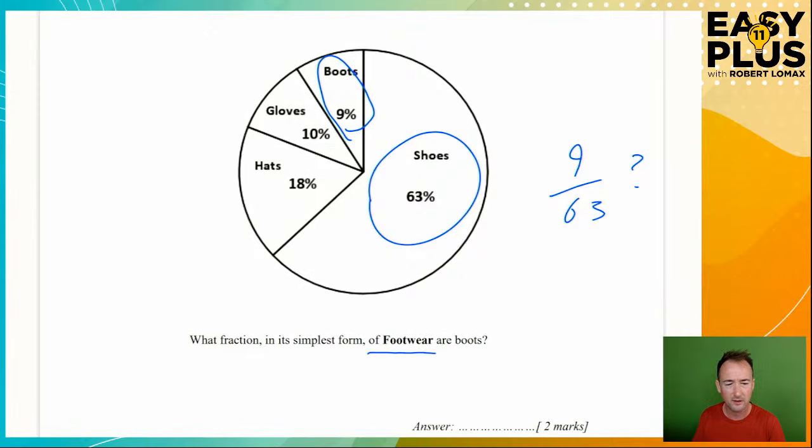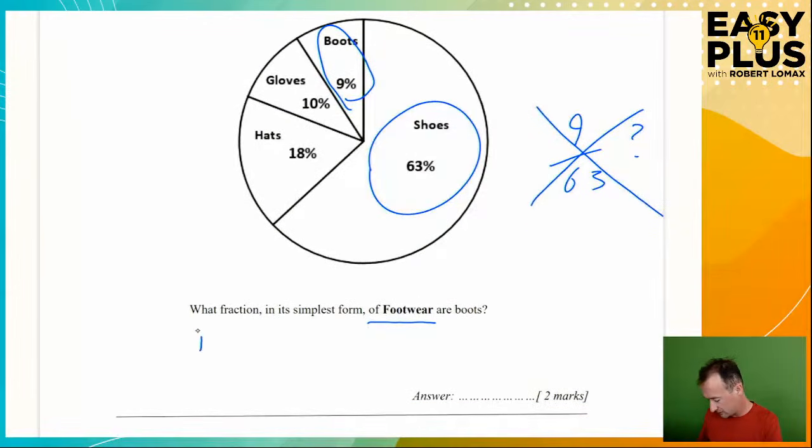But hang on a sec. The boots are also part of the footwear here. So if we're going to do the boots out of all the footwear, we need to do 9% out of 63% plus 9%, because it's the boots out of all footwear, which is boots and shoes, or shoes and boots. So 9 out of 72.